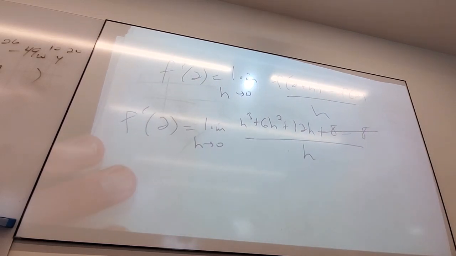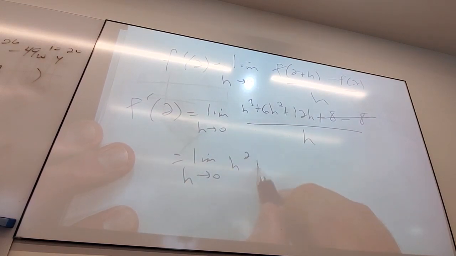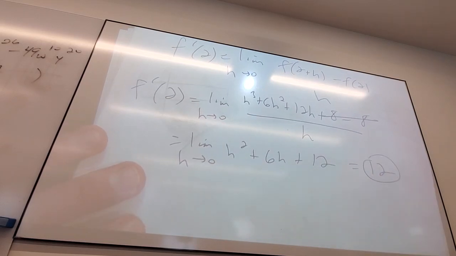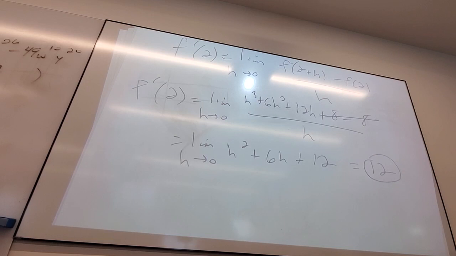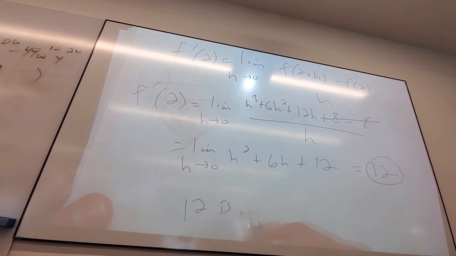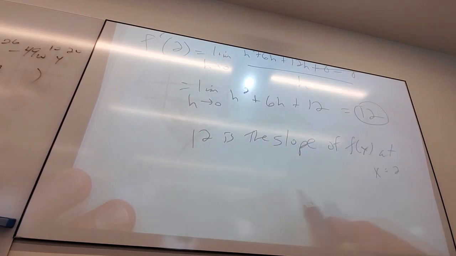Those die first. So what does this become? Yeah, h squared plus 6h plus 12. That's when they cancel an h, correct? And then what's the answer? Let h go to 0 and I get 12. Remind me what that is? Slope. Yes, so 12 is the slope of f of x at x equals 2. So the quick way to say all this is f prime of 2 equals 12.